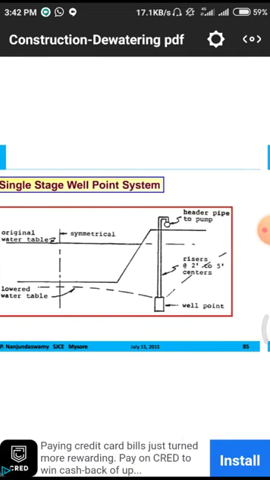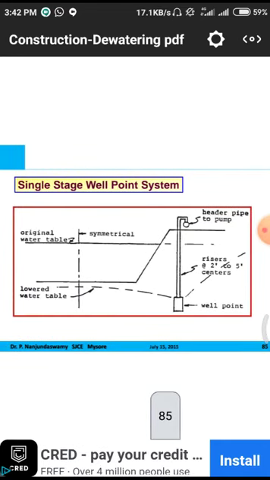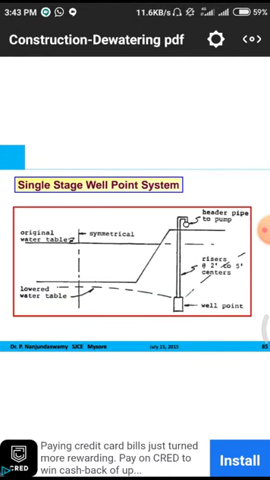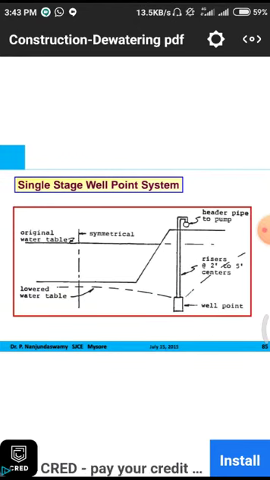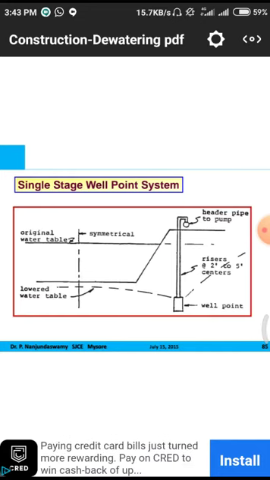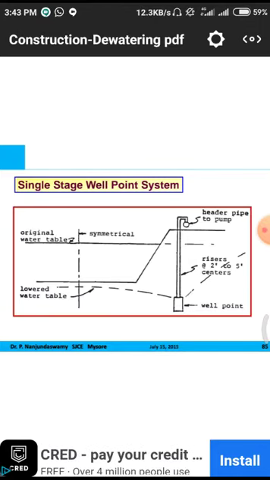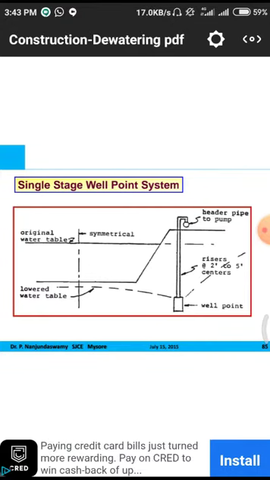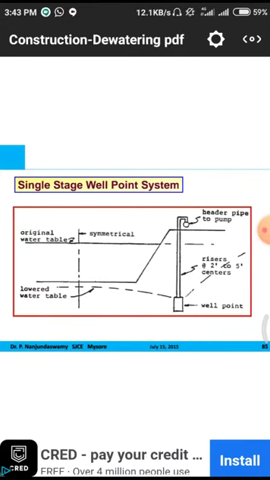Next one is the single stage well point system. In the case of the single stage well point system, previously we had these kinds of operations for the removal of groundwater from a particular point. Simply we maintained a particular slope. Due to the slope, the water will be collected into a particular point. From that point, we collect the water and place it into another canal.